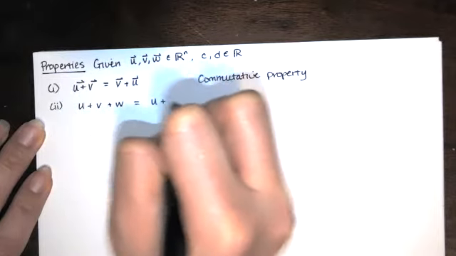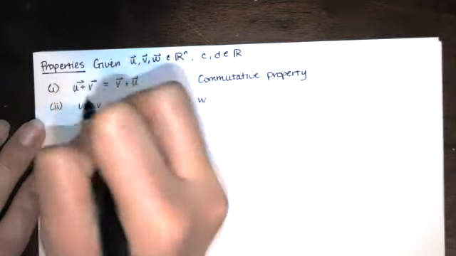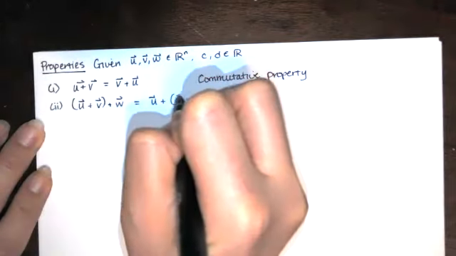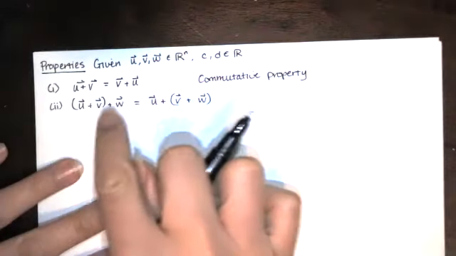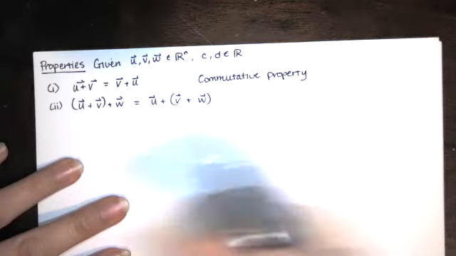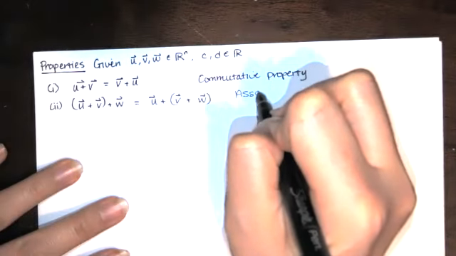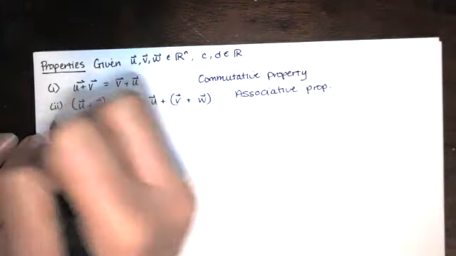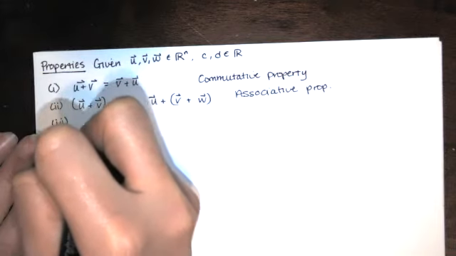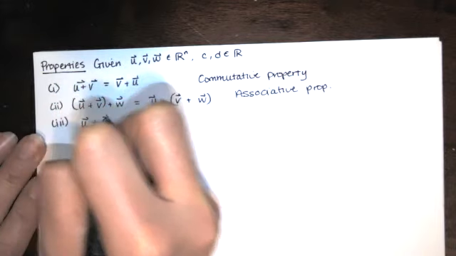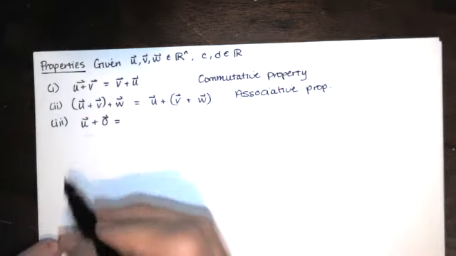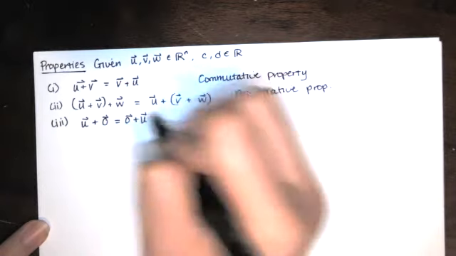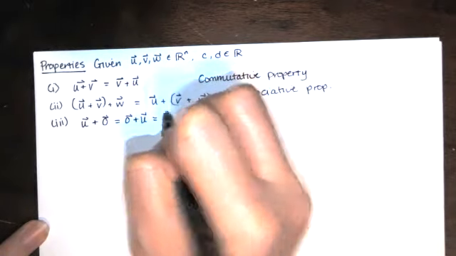Now we've got an associative property. Associativity is about grouping. You can group these two together, or you can group these two together. I want to put little arrows over all of these so that we know that we're talking about vectors and not scalars. This says that (u plus v) plus w is the same as u plus (v plus w). Call that the associative property. And this next one is called the additive identity. There's a vector out there called the zero vector. If you do u plus the zero vector, or the zero vector plus u, you always get u back.